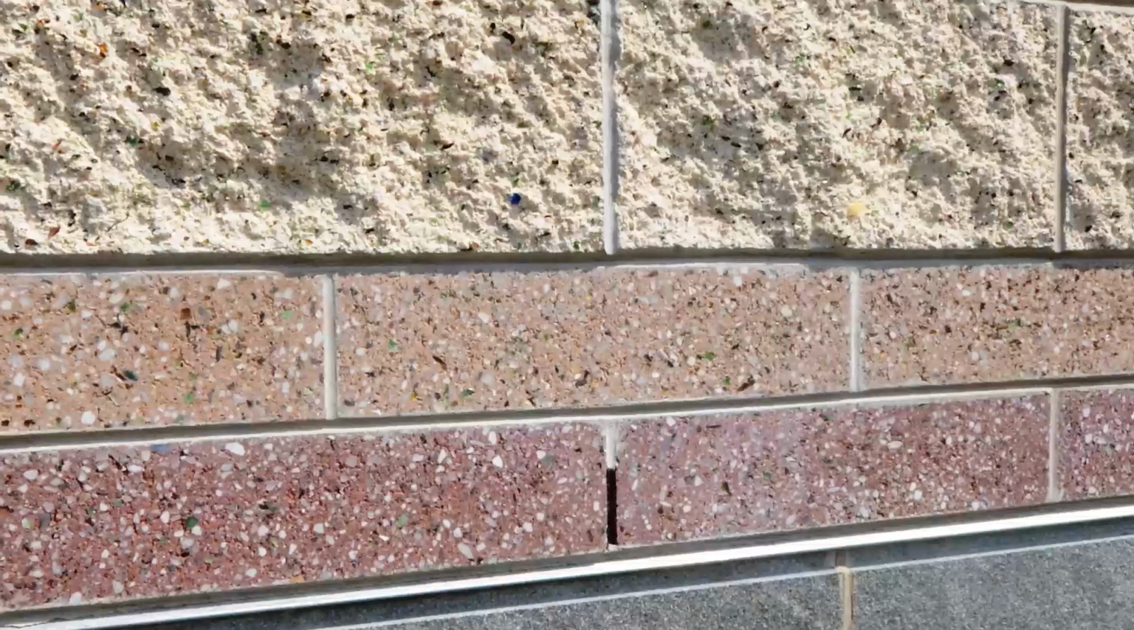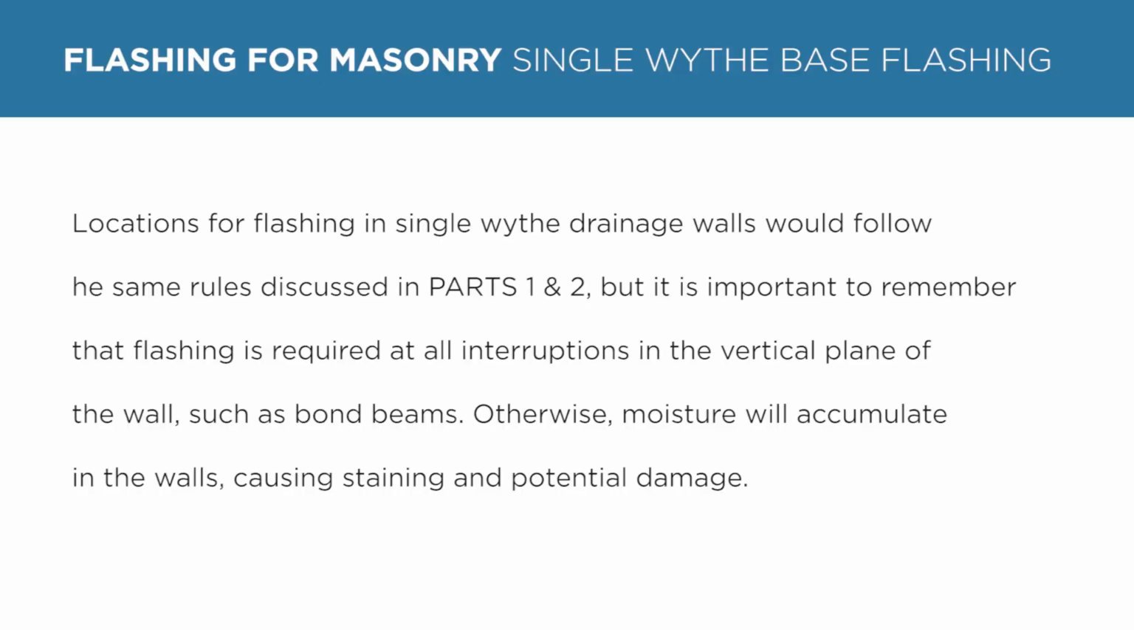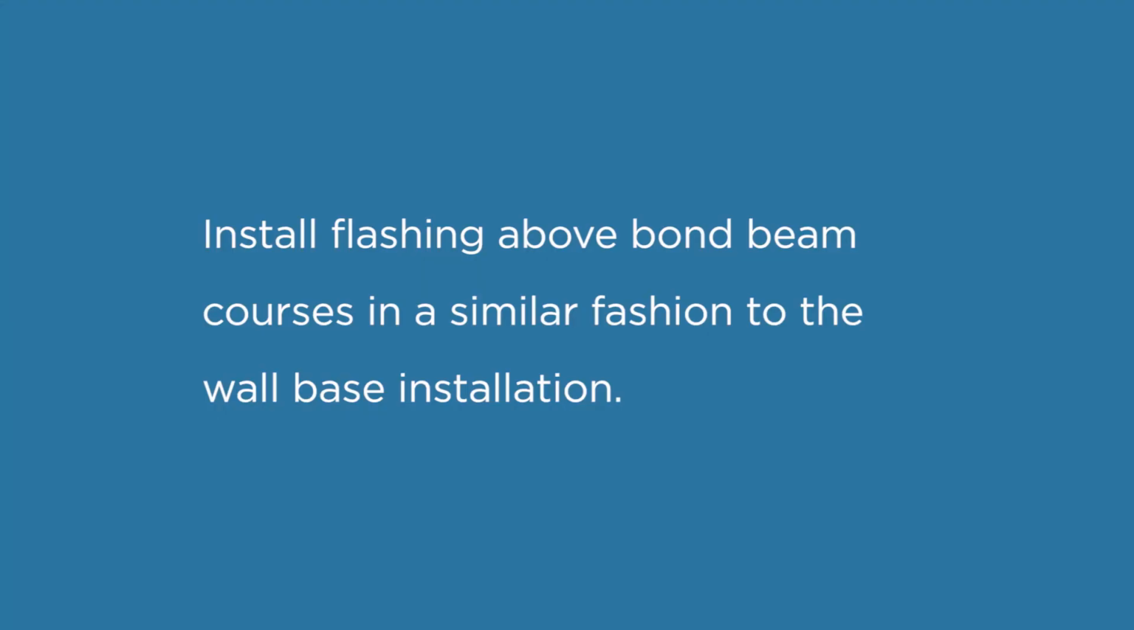The locations for flashing in single-width drainage walls would follow the same rules discussed in Flashing for Masonry Part 1 and 2, but it is important to remember that flashing is required at all interruptions in the vertical plane of the wall, such as bond beams. Otherwise, moisture will accumulate in the walls, causing staining and potential damage. Install flashing above bond beam course in a similar fashion to the wall base installation.